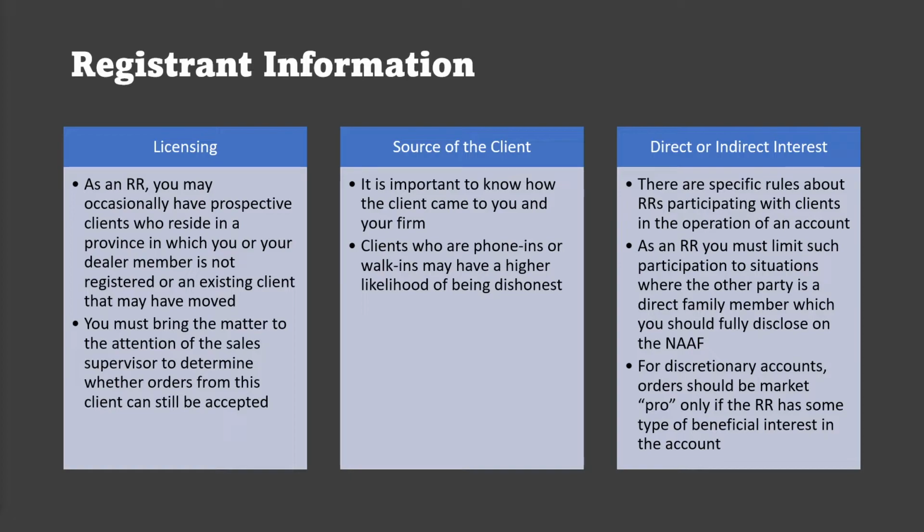Direct or indirect interest. So there are specific rules about RRs participating with clients in operations of an account. As an RR, you must limit such participation to situations where the other party is a direct family member, which you should fully disclose on the NAF. For discretionary account orders, they should be marked as pro orders only if the RR has some type of beneficial interest in the account.